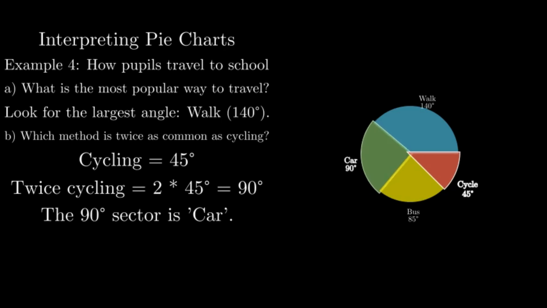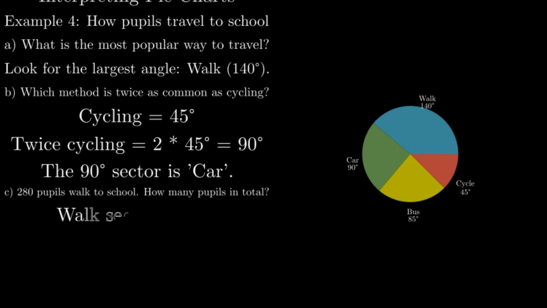Next question, which method of transport is twice as common as cycling? First, we find the angle for cycling, which is 45 degrees. Twice this angle is 90 degrees. We then look for the sector with a 90-degree angle, which is car. Therefore, traveling by car is twice as common as cycling. This shows how we can compare the proportions of different categories just by looking at their angles.